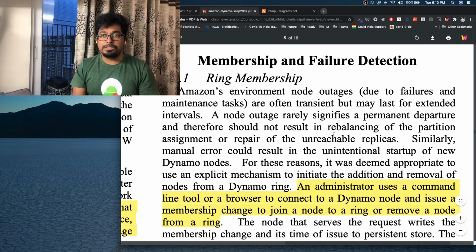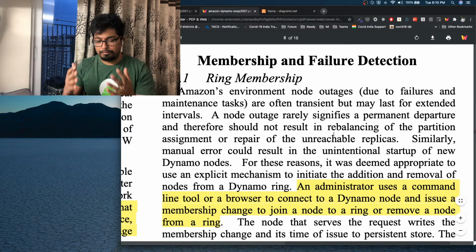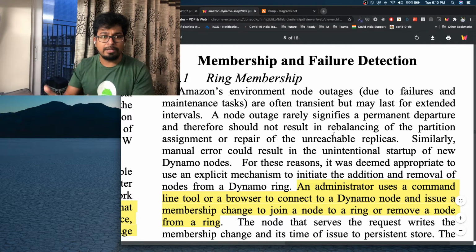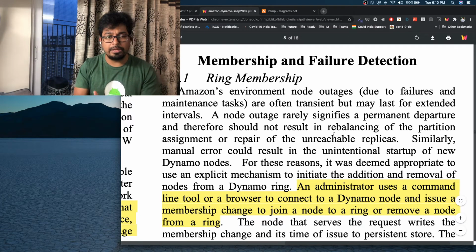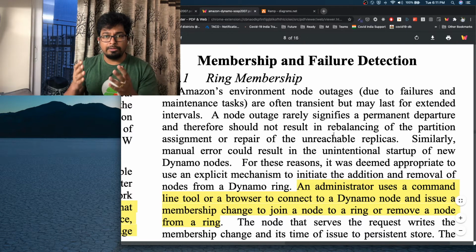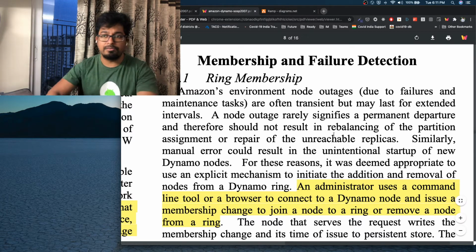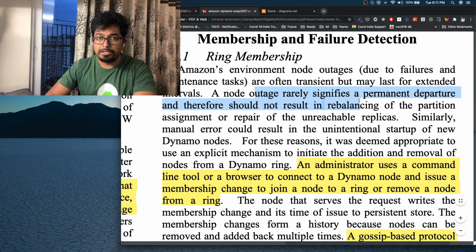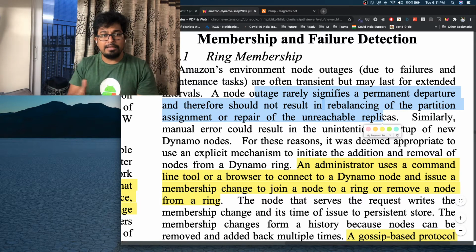Next, let's come to the membership and failure detection. Now, in Amazon's environment, node outages are often transient but may last for extended intervals. This is very common in all data centers. First of all, there can be a small cable cut, there can be a temporary failure in a cooling system, or something where it could be transient but may last for extended intervals. A node outage rarely signifies a permanent departure and therefore should not result in rebalancing of the partition assignment. Now, rebalancing is costly. That means you are saying that these keys will stay in these machines and you need to rebalance it across the cluster.